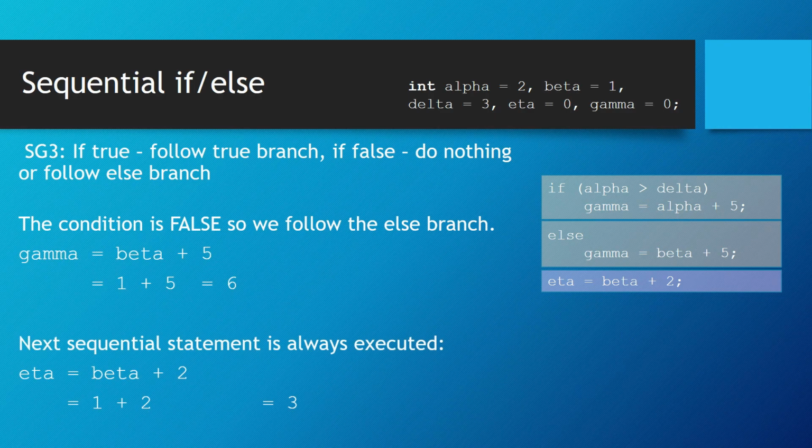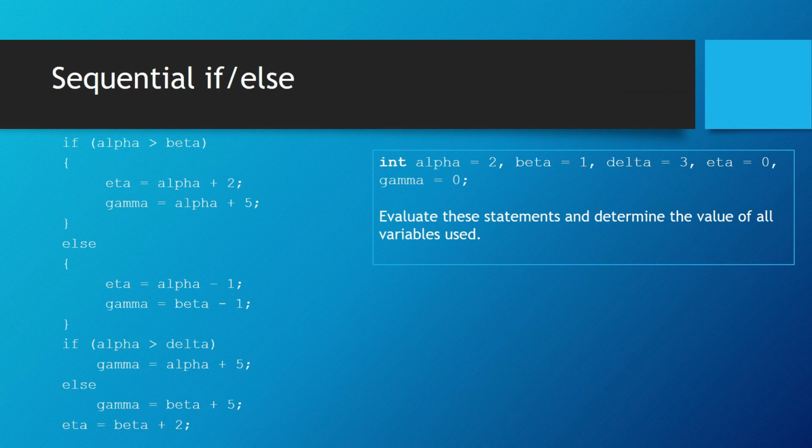The next sequential statement is always executed regardless of how the Boolean expression evaluates. So eta is assigned beta plus 2. Beta has a value of 1, and 1 plus 2 is 3, so eta is assigned the value of 3. For our final answer, alpha and beta have stayed the same. Delta now has the value of 3, eta is now the value of 3, and gamma has the value of 6.